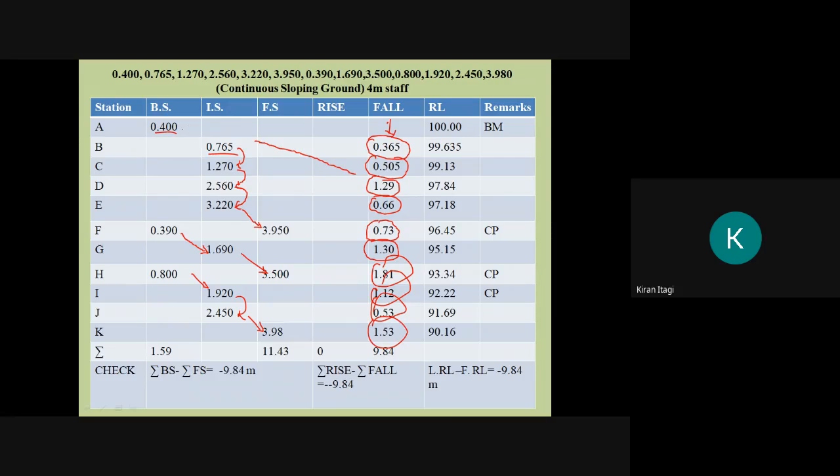See what you do, just this minus this, just go on subtracting. But what you should not do is, for foresight and intermediate side, neither add nor subtract, just ignore that one. Just go in a diagonal way. Don't go in a horizontal way. If you get positive, write it in the rise column. If you get negative, you write it in the fall column.